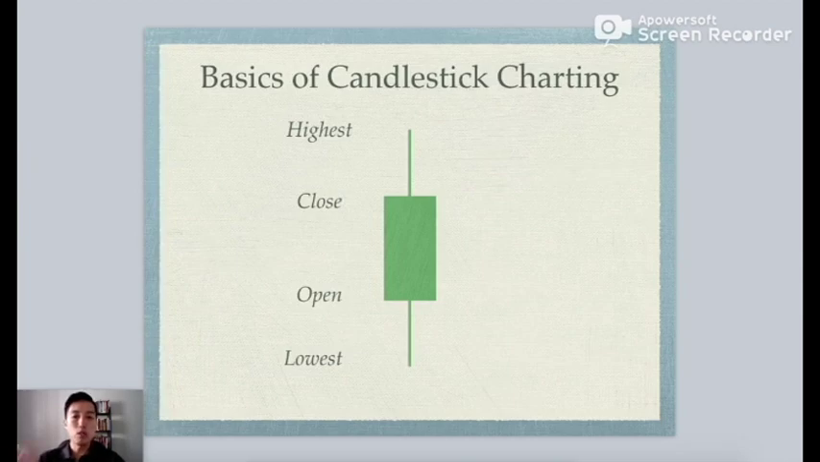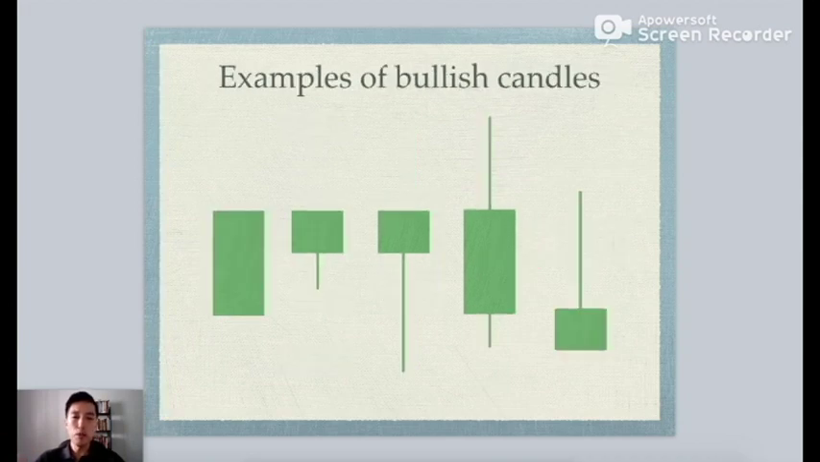In this case, when I use a green box, I represent it as a bullish candle. Besides using green, some other traders or investors use white to represent bullish. So this is just an example of a bullish candle. The bullish candle can come in many forms.